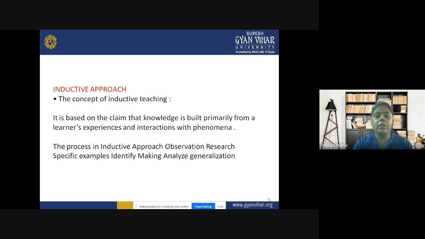What are the learner's experiences? And interaction with phenomena. How the learner is interacting with that particular phenomena. On the basis of their interaction and his experiences related to that phenomena, he is able to develop or build his knowledge. The process in inductive approach: observation, research specific examples, identify, making, analyze generalizations, etc.